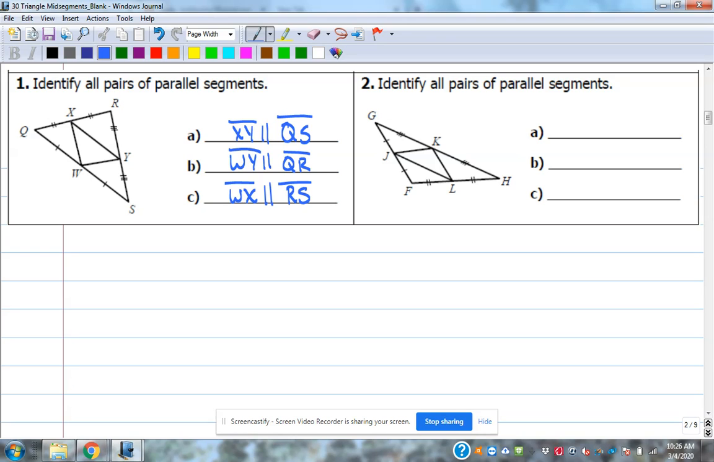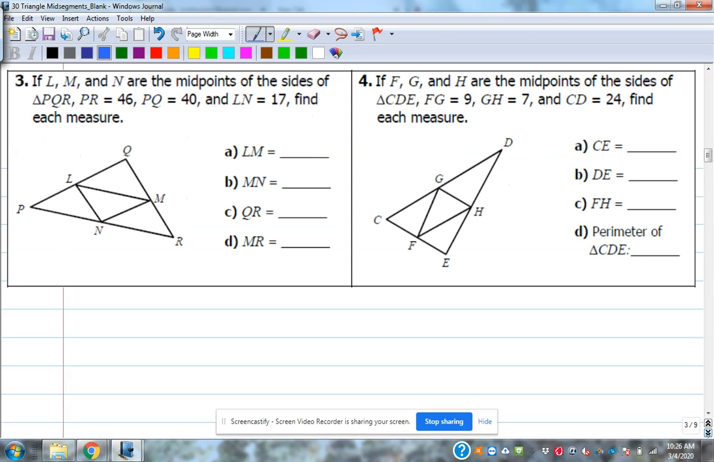Number 2 is the same kind of problem. I don't see any need to do it. I mean, that's just pairs. That's not a big deal. So look at number 3.